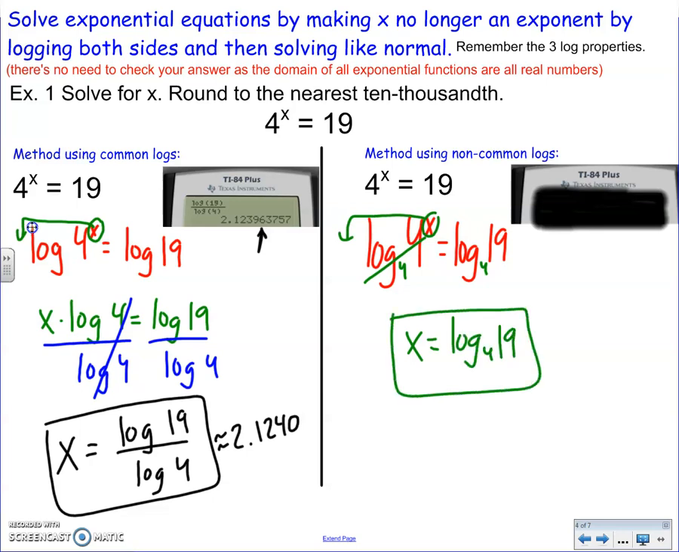If I type that in the calculator, I get about 2.1240. Same thing. The 6 bumps that 9 up to 10, which bumps the 3 up to 4. It's the same answer. And the right side is less work because I used a non-common log, because that cancels out the log. I'd rather have one log in my final answer than 2 logs or multiple logs.